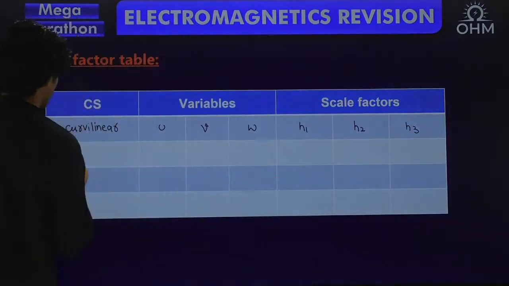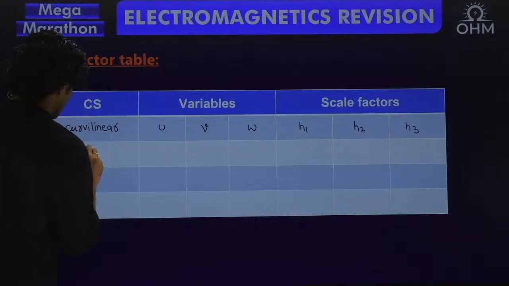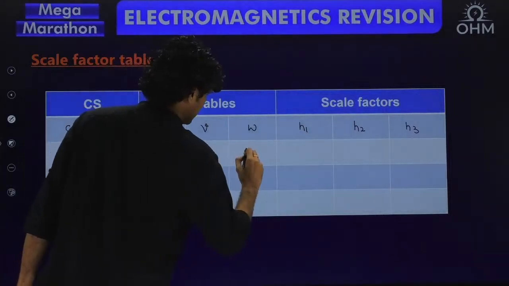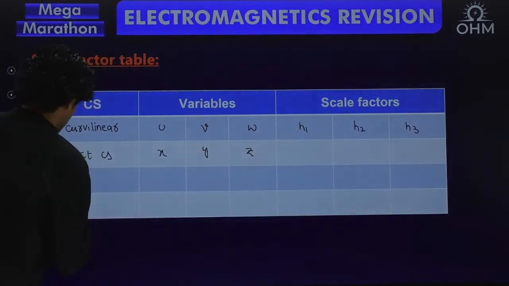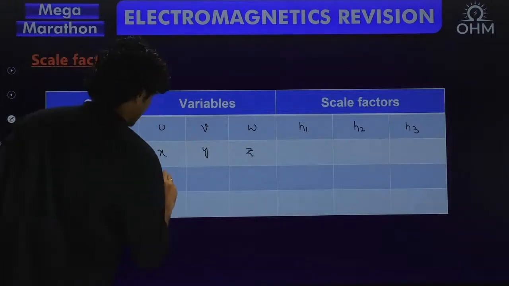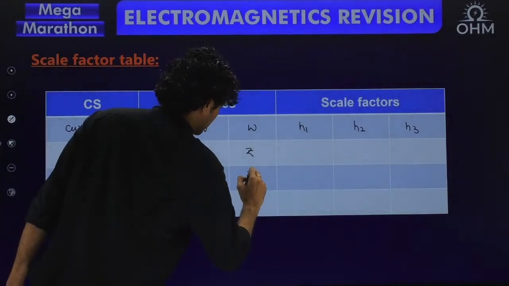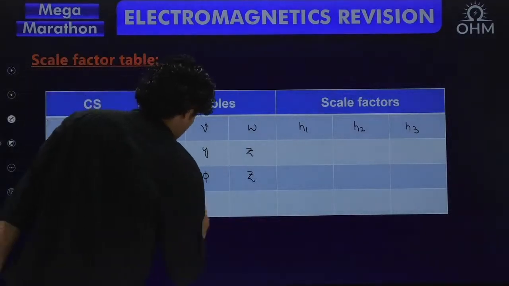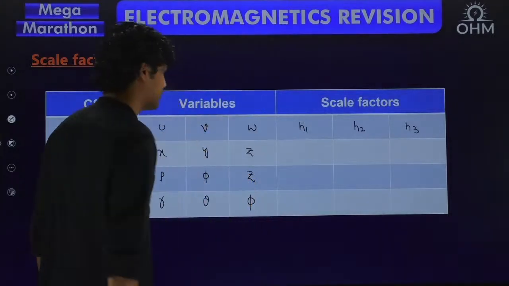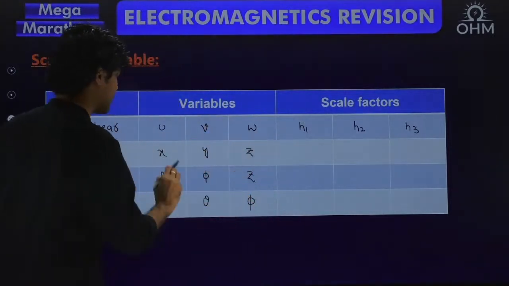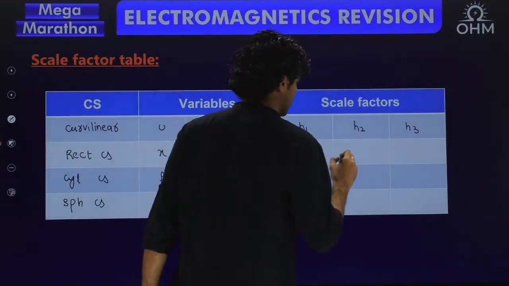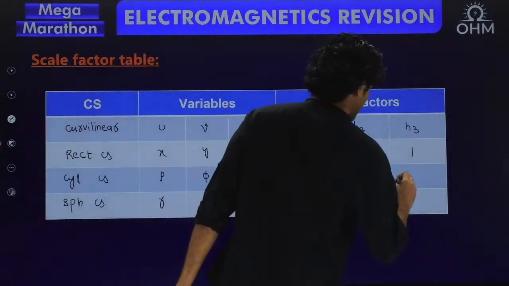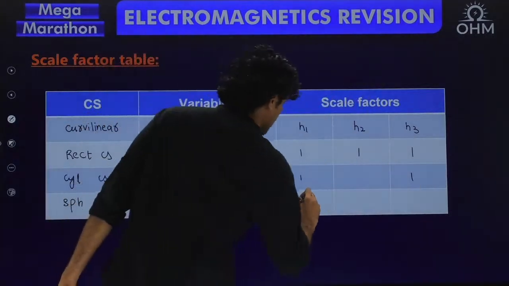Corresponding variables in the rectangular coordinate system: instead of u, v, w, we have x, y, z in that same order. Next, in the cylindrical coordinate system, we have rho, phi, and z. And lastly, in the spherical coordinate system, we have r, theta, as well as phi. And for scale factors, wherever you see distance parameters, x, y, z distances, the scale factor is equal to 1. Next, rho and z are distances, so the scale factor is 1. And r is also a distance, so the scale factor is 1.